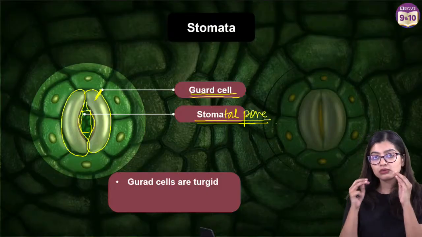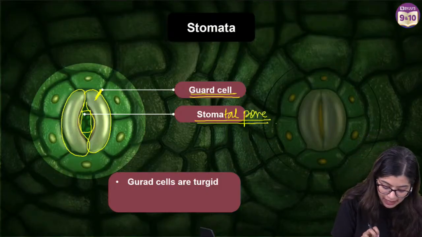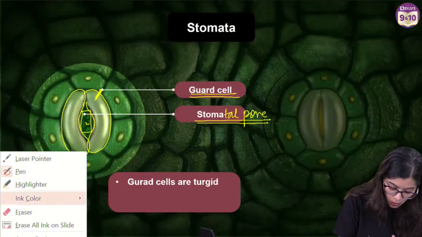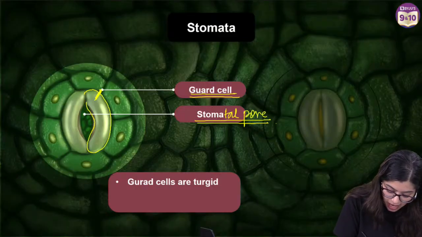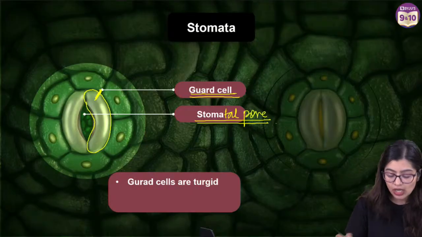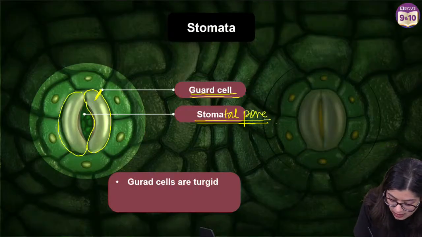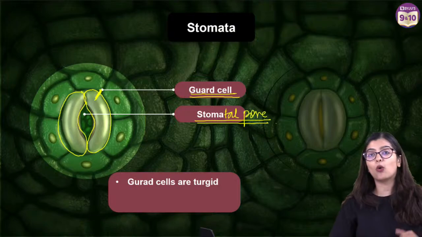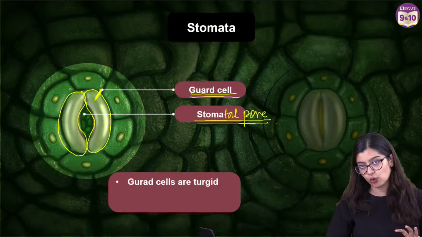Now, it should be open. Only when it is open will the carbon dioxide enter, right? If it is not open, it is not going to enter. So in this particular case, when is the stomata open and when is the stomata closed?